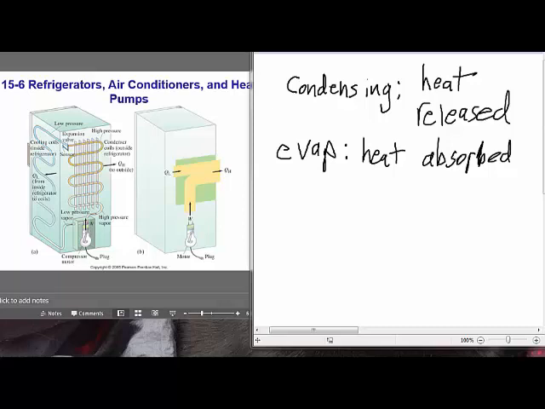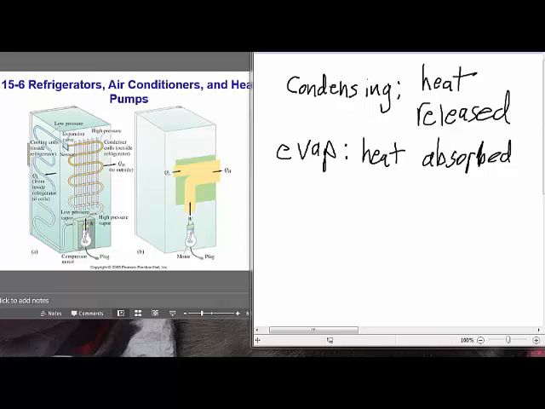But here's the kicker. You also have evaporation going on, since you have a liquid here and it's evaporating to be a vapor in the cooling coils. So we know that that process of evaporation requires energy, so that's going to pull energy from your refrigerator, which cools it off.